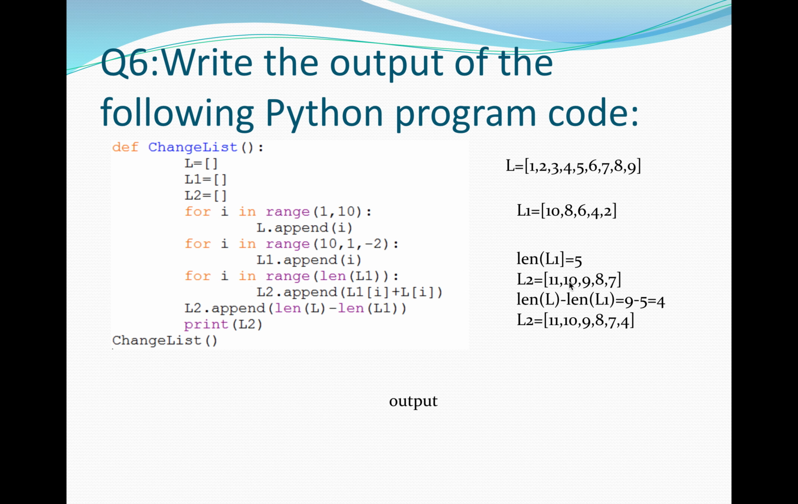So already in L2, 11, 10, 9, 8 and 7 are there. Appending this value, we will get 11, 10, 9, 8, 7 and 4. Then printing L2. So what will be the value you are getting? 11, 10, 9, 8, 7 and 4. That is the output.